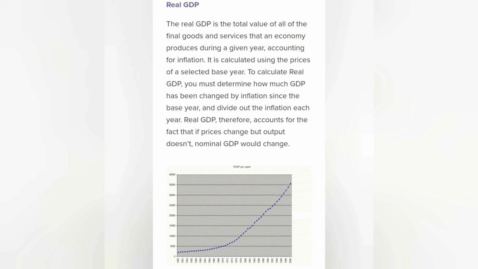Next is real GDP. It is the total value of all the final goods and services that an economy produces during a given year, accounting for inflation. It is calculated using the prices of a selected base year. To calculate real GDP, you must determine how much GDP has been changed by inflation since the base year and divide out the inflation each year. Real GDP therefore accounts for the fact that if prices change but output doesn't, nominal GDP would change. So that's the difference between nominal GDP and real GDP.